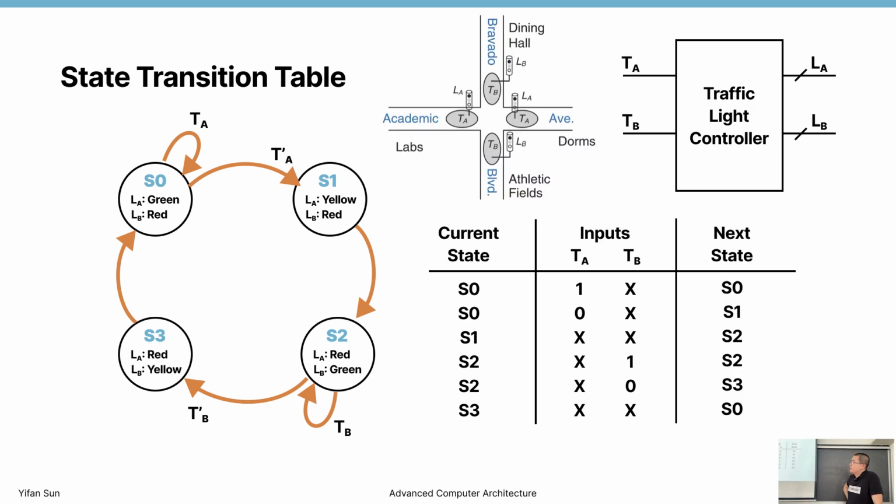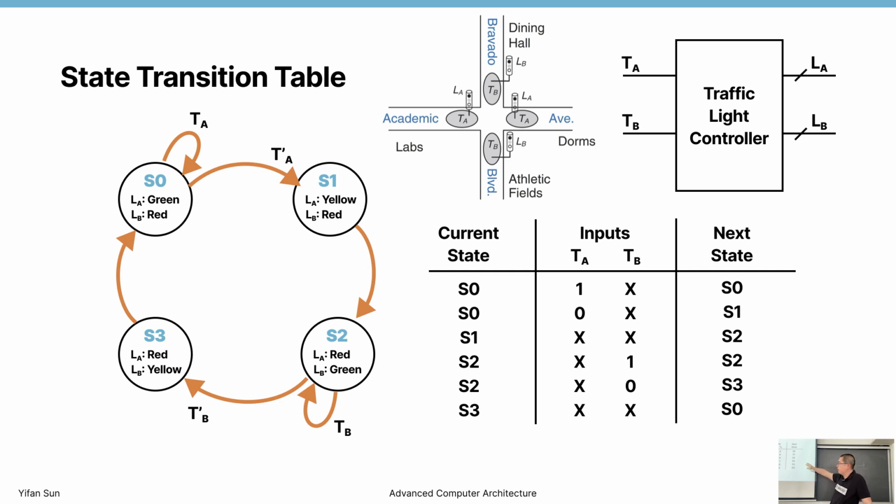So once we can draw this state transition diagram, we want to convert it into a state transition table. This table basically describes current state, input, and the next state. For every arrow, we need to write one line here. So for example, if our current state is S0, and when TA is 1, we stay at S0, right? That's the self-pointing arrow on the top. And when TA is 0, we go to S1. For S1, we don't care about input, we always go to S2.